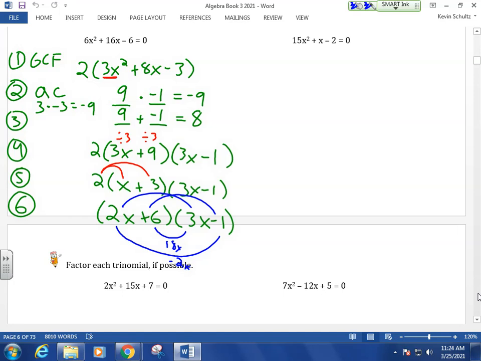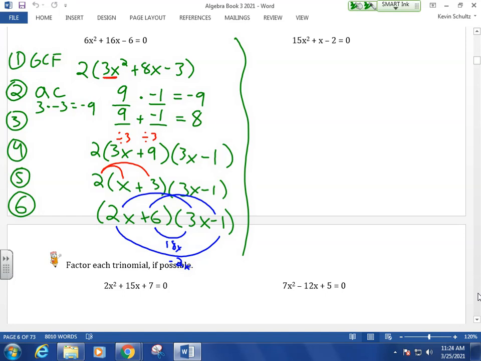It checks out. If you did it the other way, where you put your -1 in the first set and your positive 9 in the second set, you'll get a slightly different answer. But if you FOIL, crab claw, box it, you'll see you'll get the same end result. Okay? Any questions on this? Okay, let's do the next one.